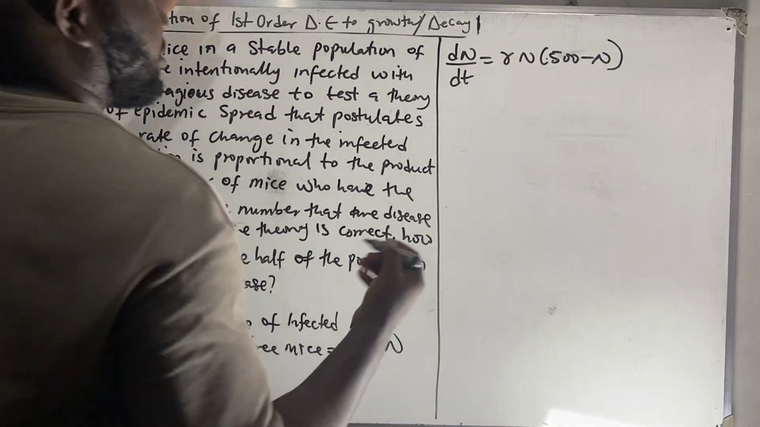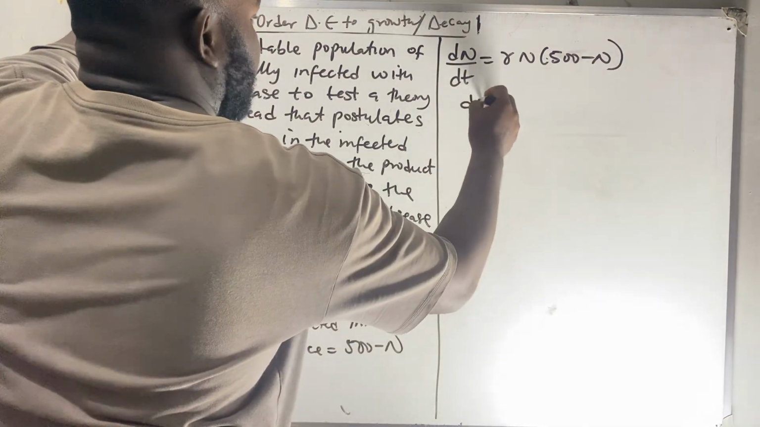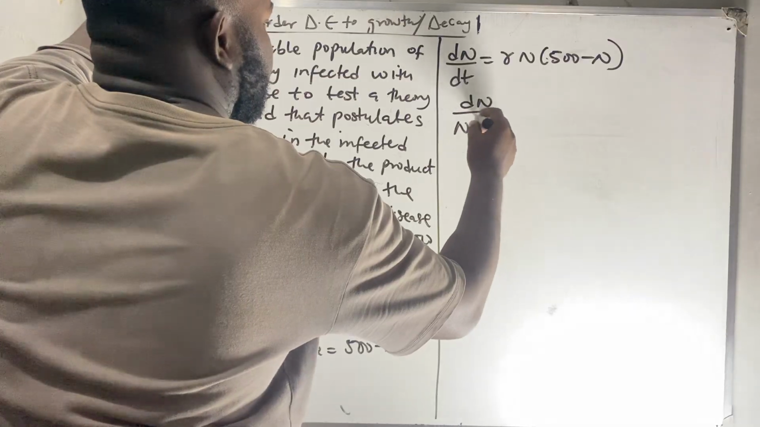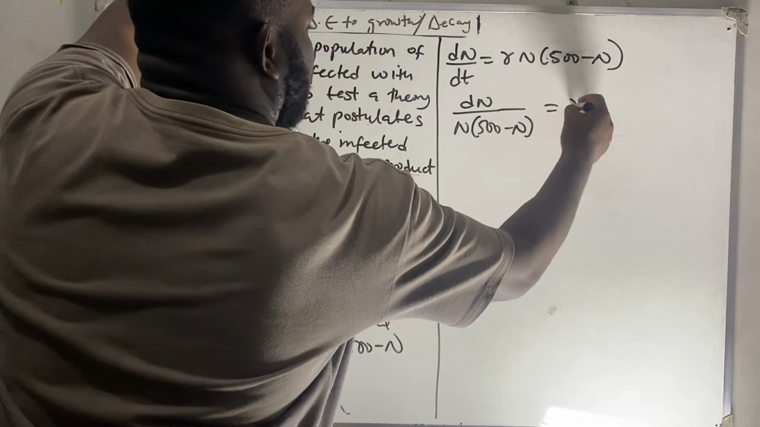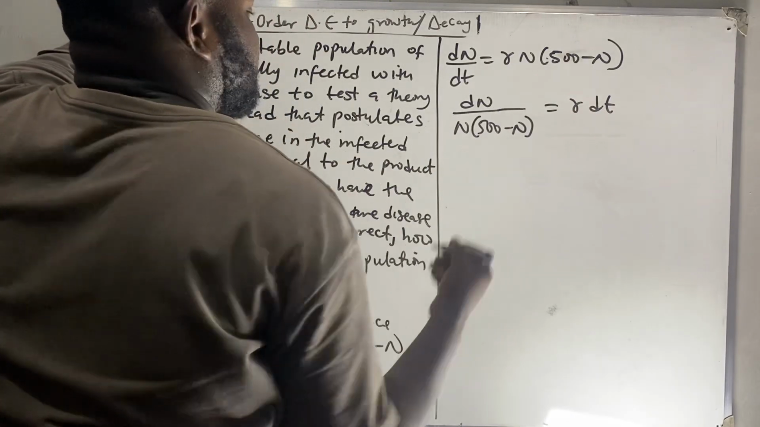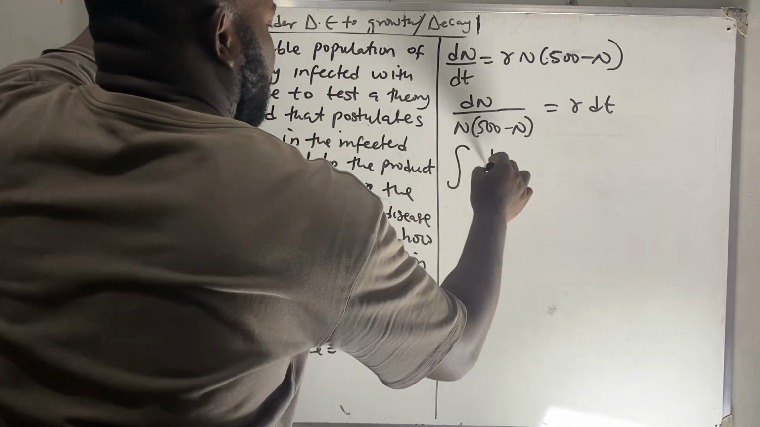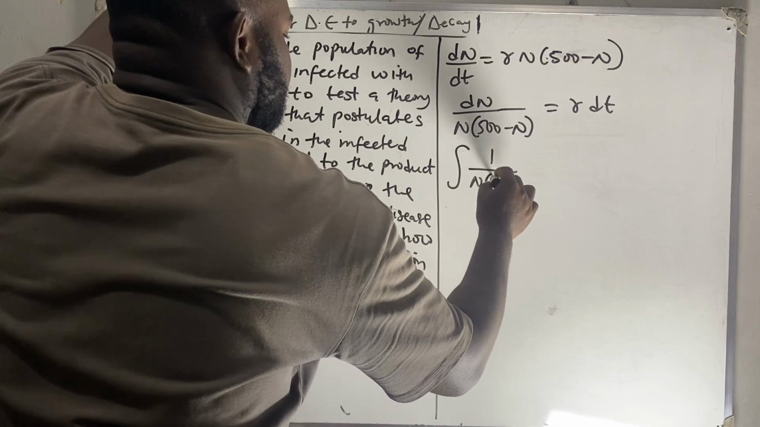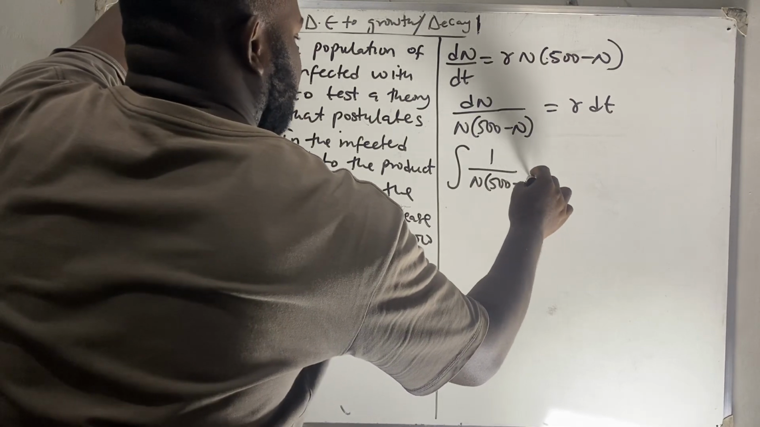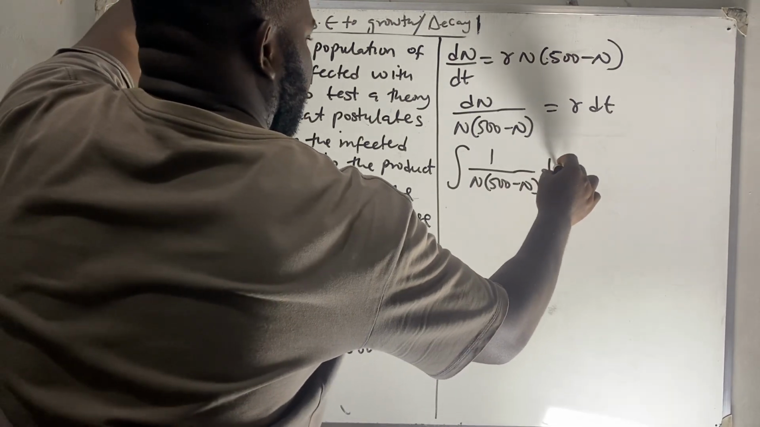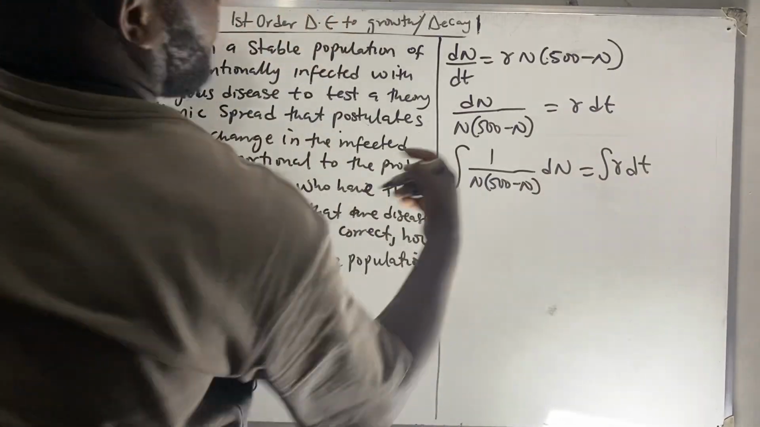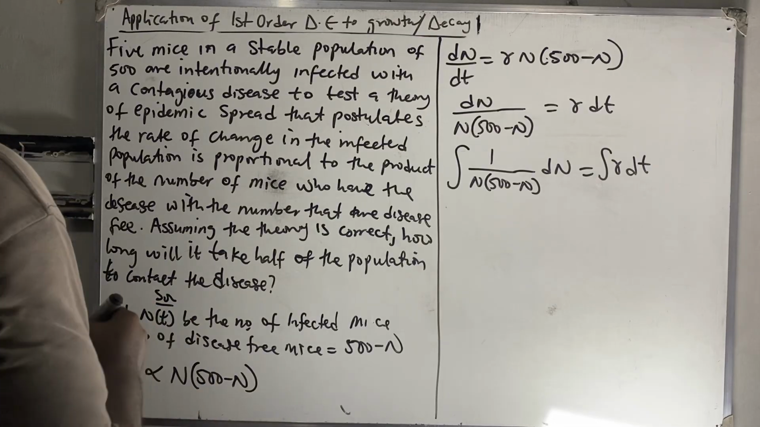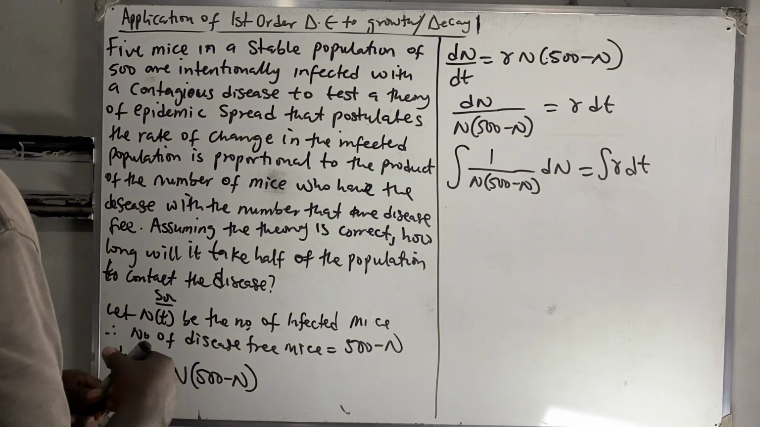So now, this can be separated. By variable separable, I'm having that dN over N into 500 minus N is equal to r dt. If I integrate both sides, I'm having the integral of 1 over N into 500 minus N dN is equal to the integral of r dt. Now, if you look at this, we need to do something here. We need to apply partial fractions.